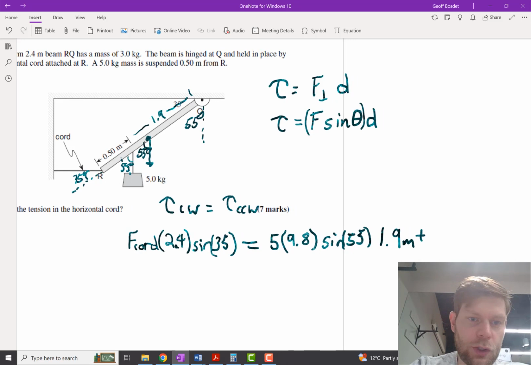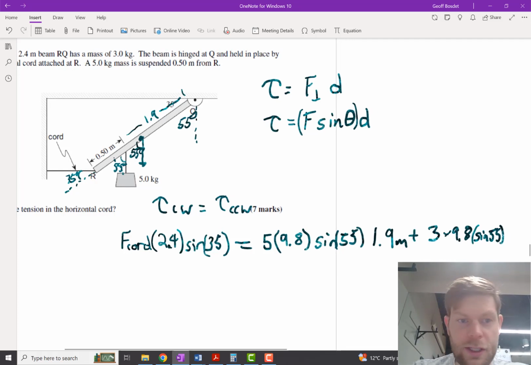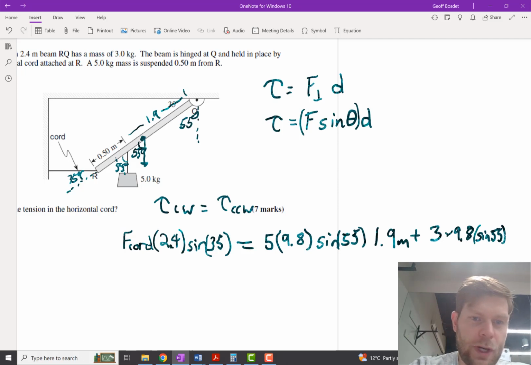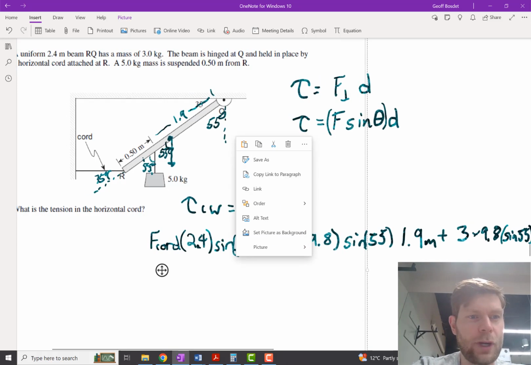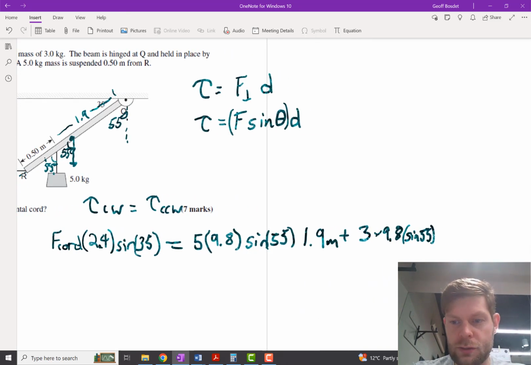And then we just got to do gravity on the beam itself. The beam has a mass of 3 kilograms, as it says right here. And we'll do that times 9.8 to get the force of gravity on it. And we'll do another sine 55 to find the perpendicular component of that. And then distance from the pivot, if we got a nice regular object, force of gravity is acting on average in the middle. So we'll just pretend all of it's acting on the middle, because that works great. So if it's acting halfway along a 2.4 meter long beam, that would be at 1.2 meters.